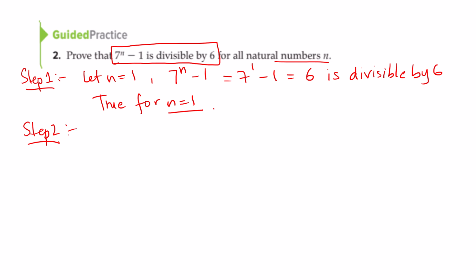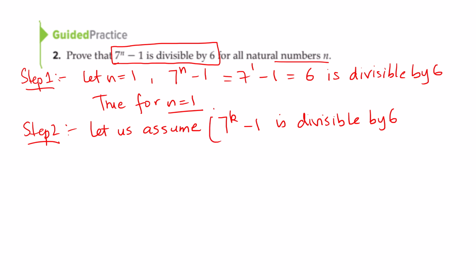Here we will make the assumption. So let us assume, this step is called the mathematical induction hypothesis. So let us assume 7 to the power k minus 1 is divisible by 6. Now, this means I have taken the statement to be true for n equal to k without even proving it. It's an assumption. I don't need to prove it. And now I'm ready to go to step 3, where I'm going to check or prove whether this statement is true for n equal to k plus 1. If we are able to prove that, we are done.